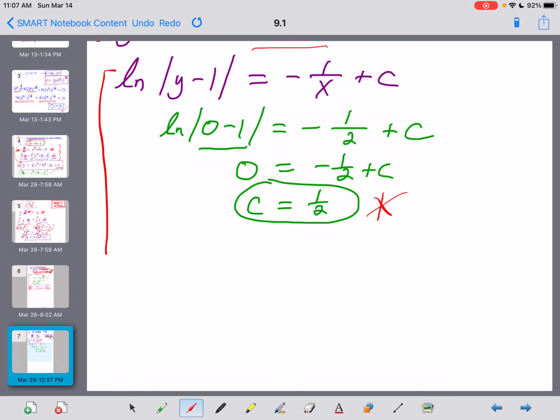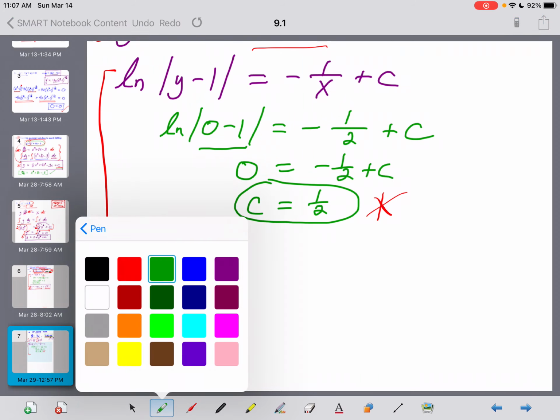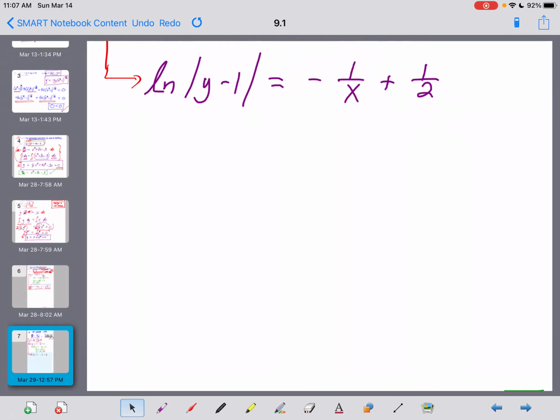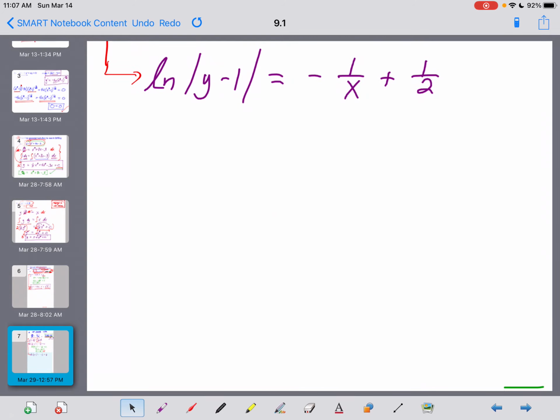So, now that we know what c is, let's go back to that purple equation that I had a moment ago, and let's substitute that c value in there. So the natural log of the absolute value of y minus 1 equals negative 1 over x, and with a plus c at the end, that is now plus 1/2. And once again, everybody, our goal is to take this equation and solve it for y strictly in terms of x. And this gets interesting, so let's get working on this.